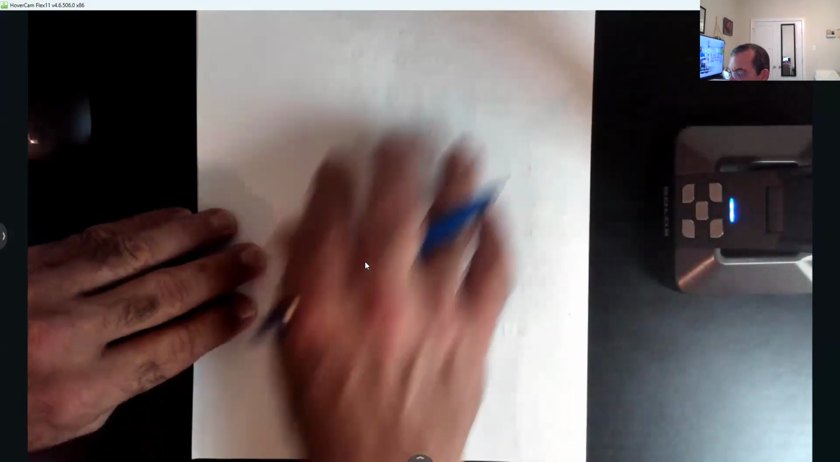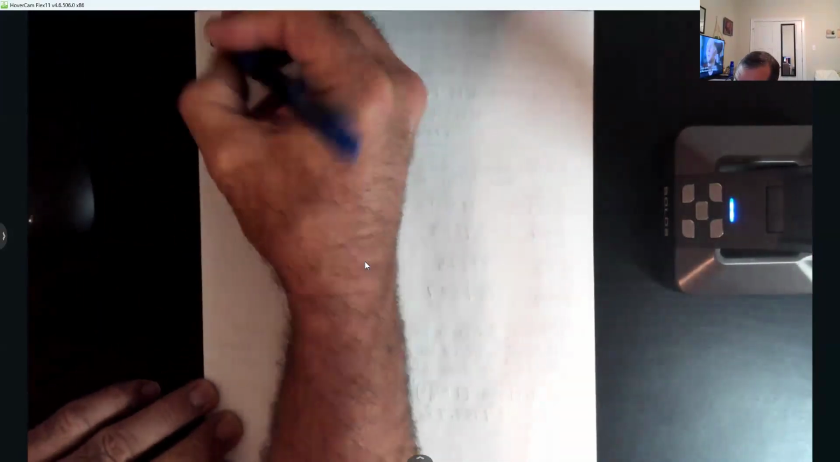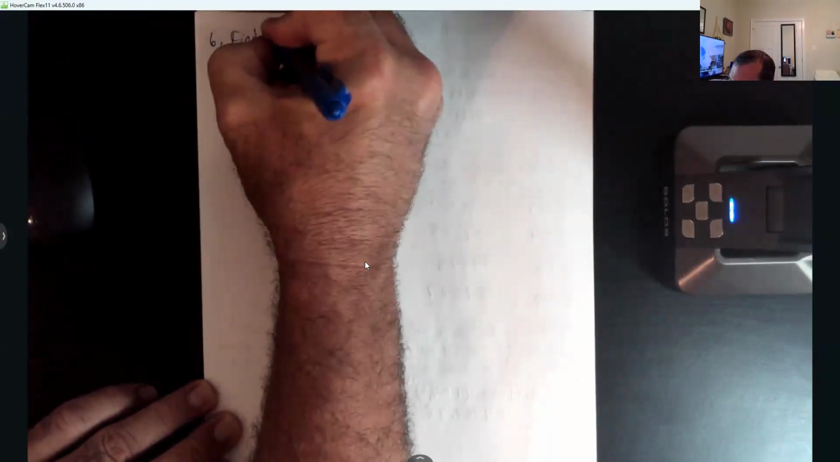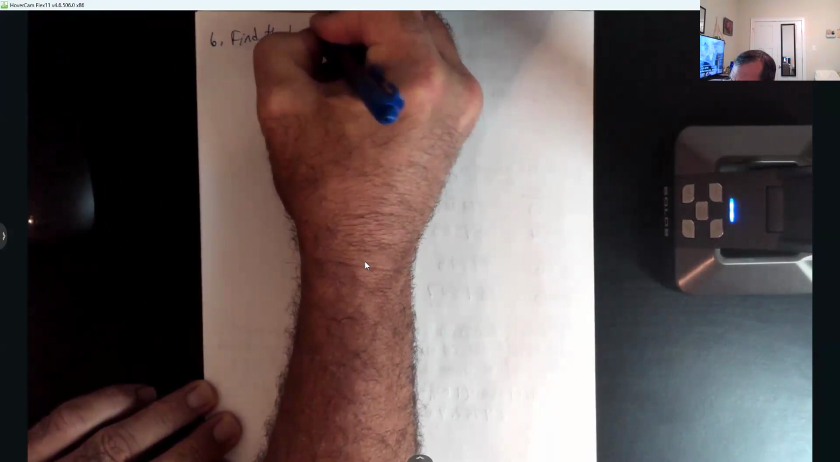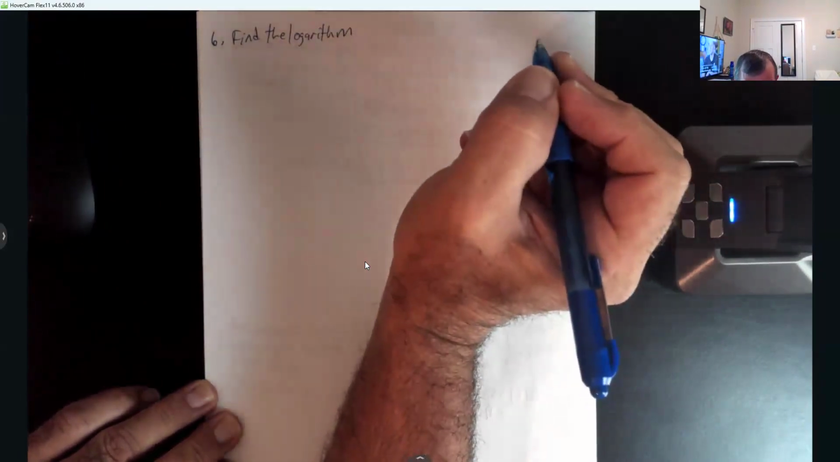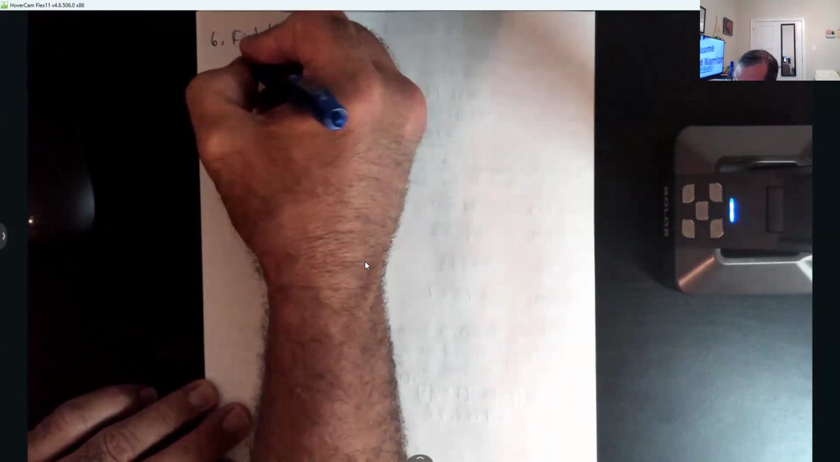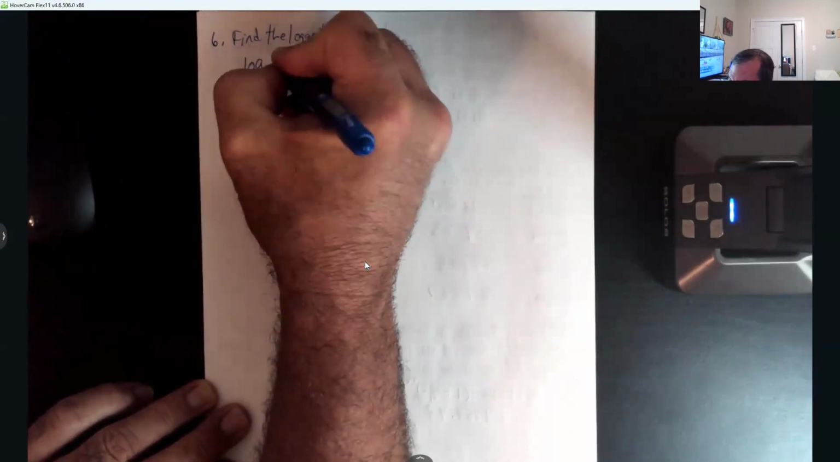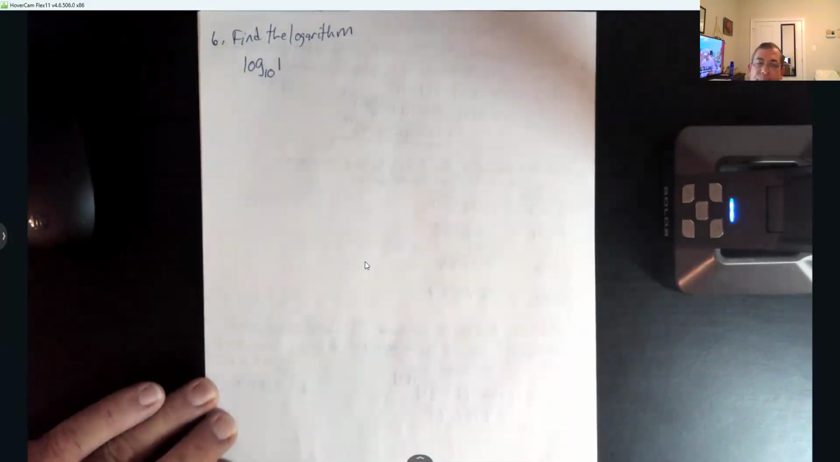All right, now, starting at number 6, we started having to find logarithms, like on a calculator. So number 6 says find the logarithm. We have log base 10 of 1. So basically, what is the log of 1 equal? What exponent would you raise that 10 to give me a result of 1?